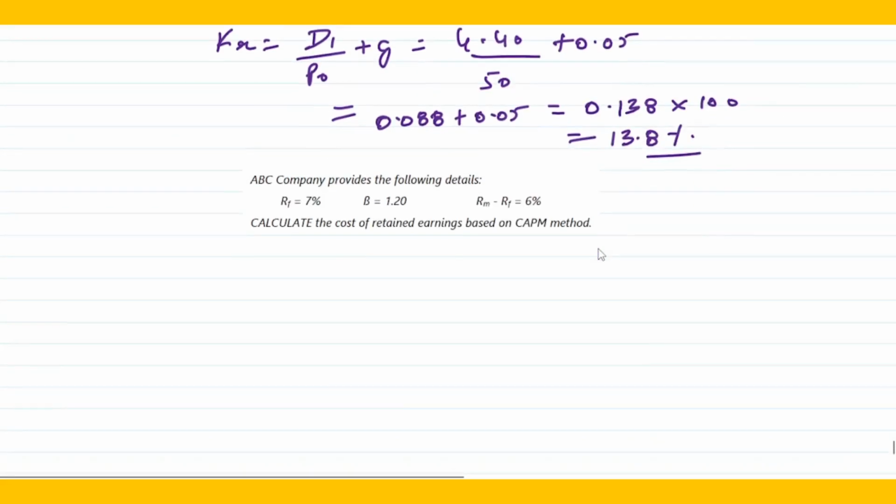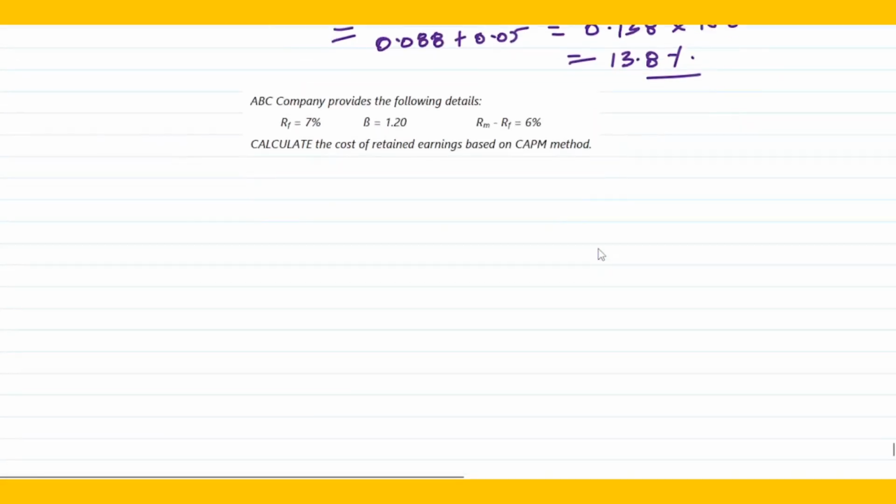Okay, let's come to the last question with respect to cost of retained earnings. The question is, ABC company provides the following details. It gives you RF, that is the risk-free rate of 7%, beta of 1.2, and RM minus RF, that is 6%. Calculate the cost of retained earnings based on the CAPM method. Even if he had not mentioned CAPM, it's obvious that we would be using this technique to calculate the cost of retained earnings, because the data given to us completely supports the CAPM method only.